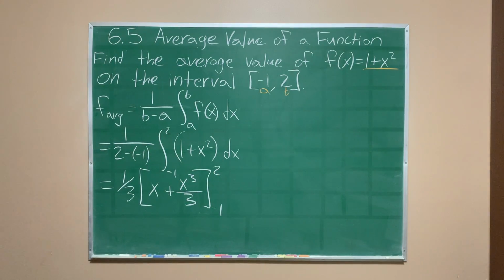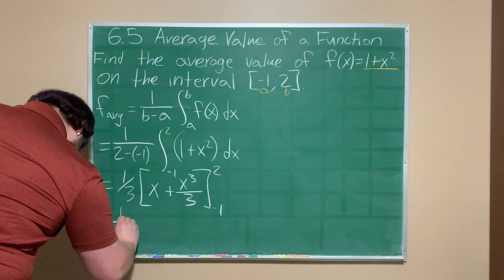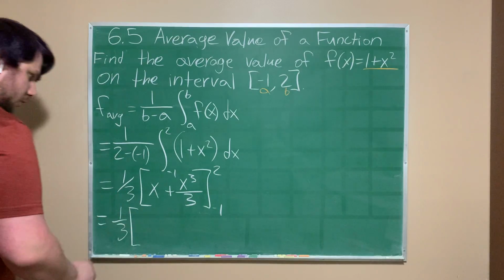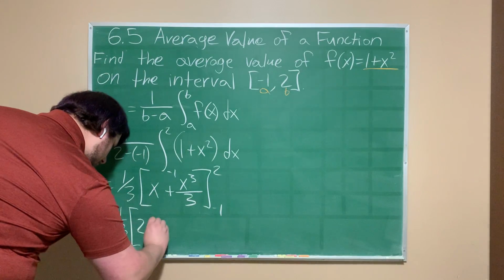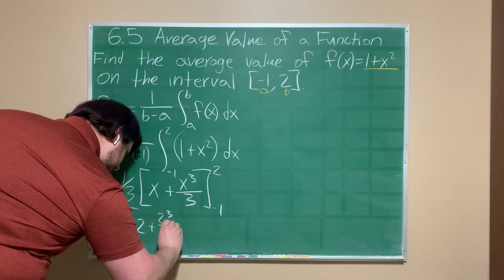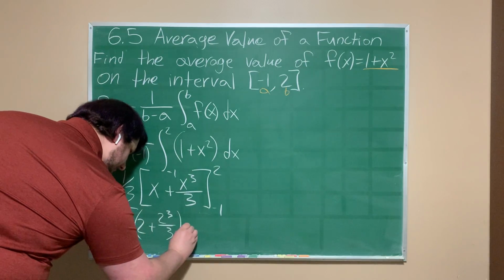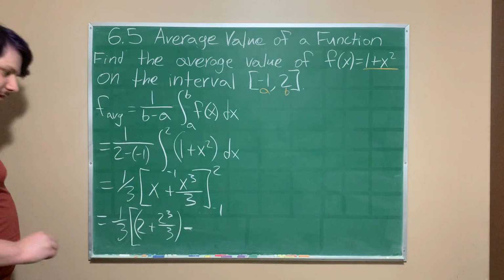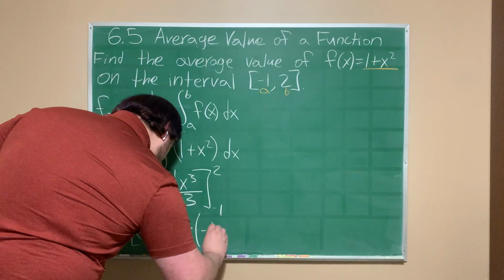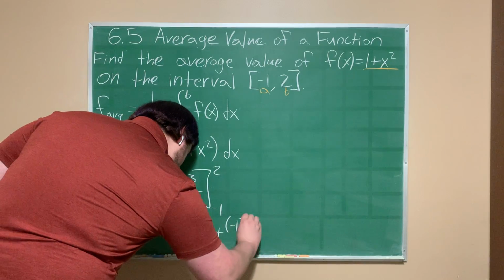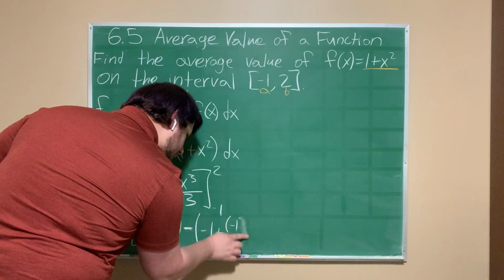Okay, so now we can plug each of our values in and see what we come up with here. We're going to get 1/3 times the quantity 2 plus 2 cubed over 3 minus, and now plug in -1, we get -1 plus -1 cubed over 3.